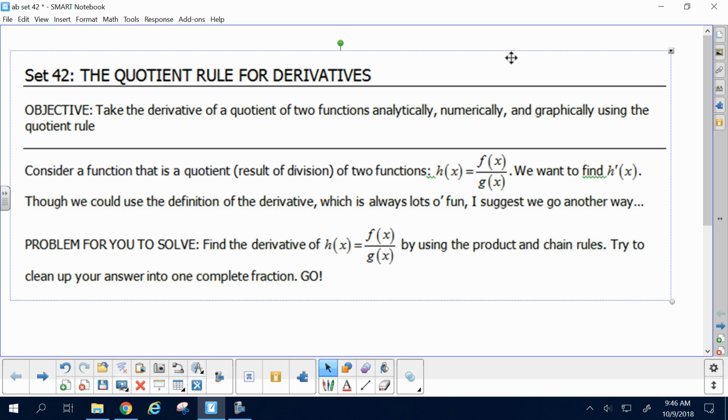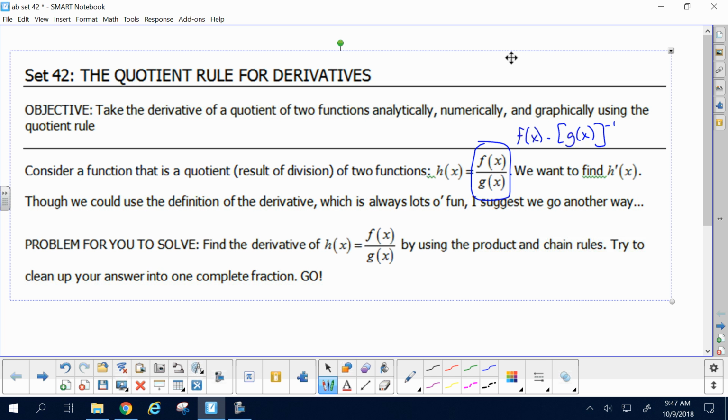because any quotient could be written as a product. You could write a quotient f of x over g of x as f of x times g of x to the negative 1. Now this is one of the few times where math notation is just disastrous, because that notation typically means inverse when applied to a function. I'm using it in the sense of more like a numerical exponent, so think of that as to the negative first power, not inverse, which you do not know how to take the derivative of, all right?